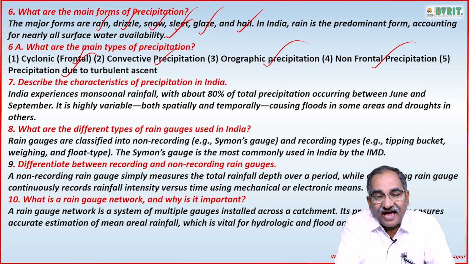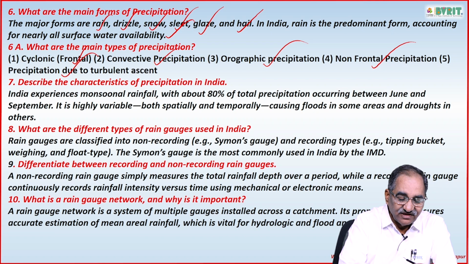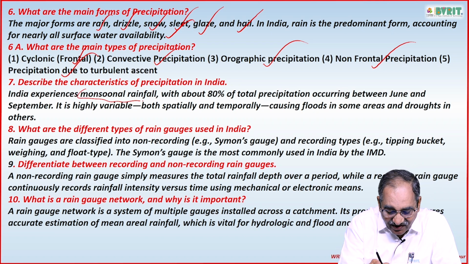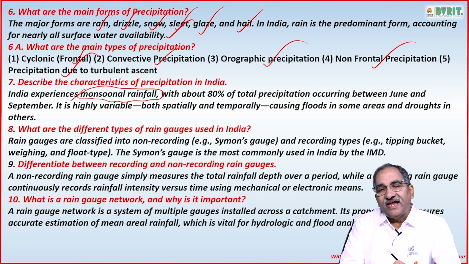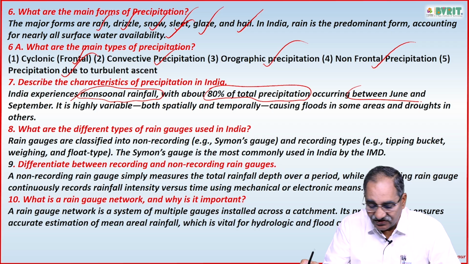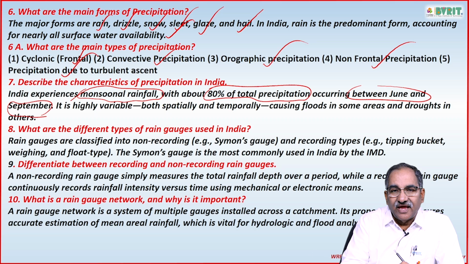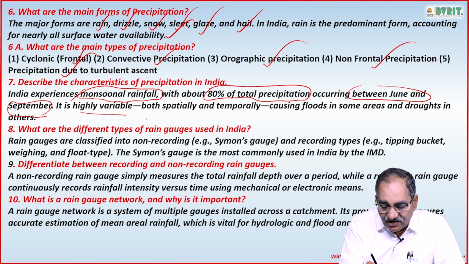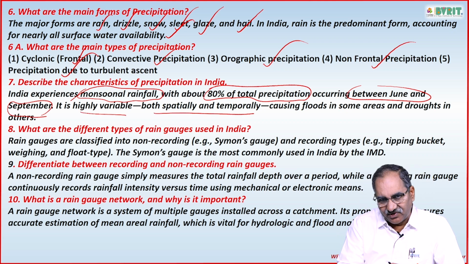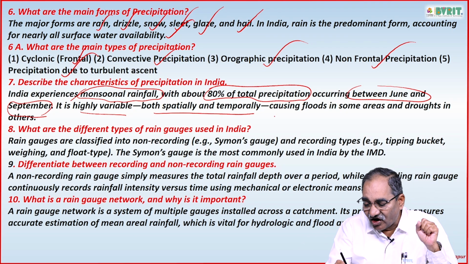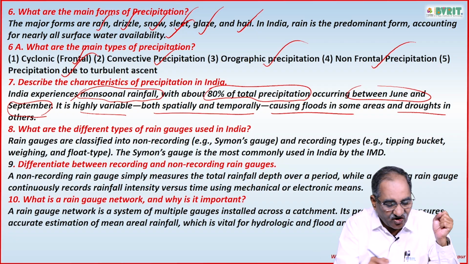Describe the characteristics of precipitation in India. India experiences mainly monsoonal rainfall, with about 80% of total precipitation occurring between June and September. It is highly variable both spatially and temporally. With time it varies, with space it varies, causing floods in some areas and droughts in some other areas.